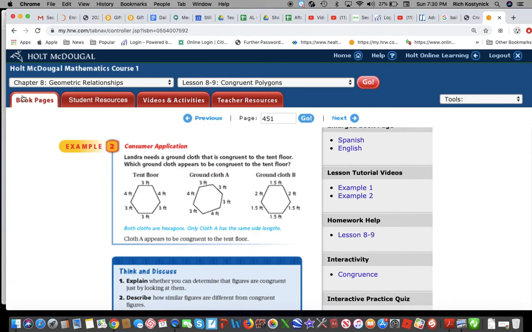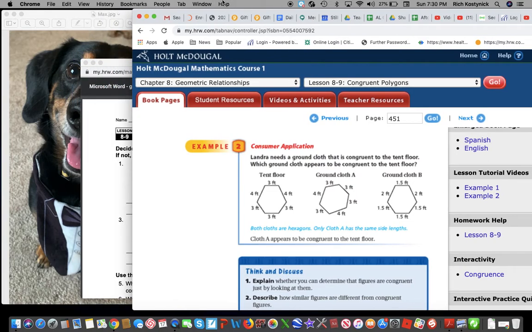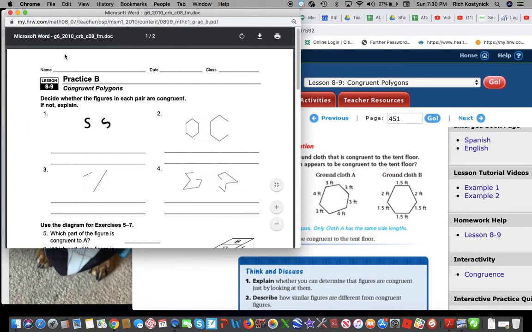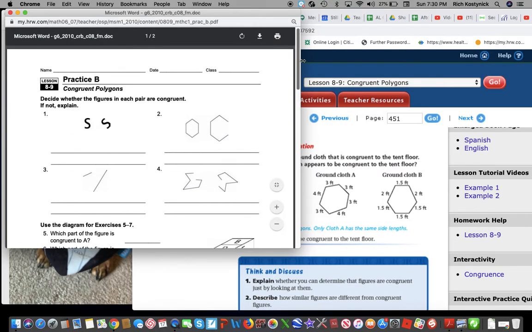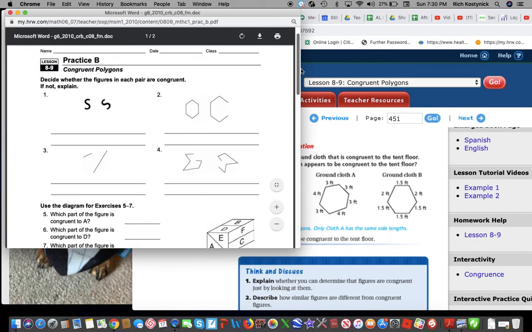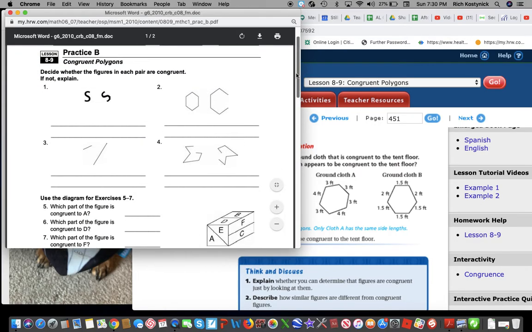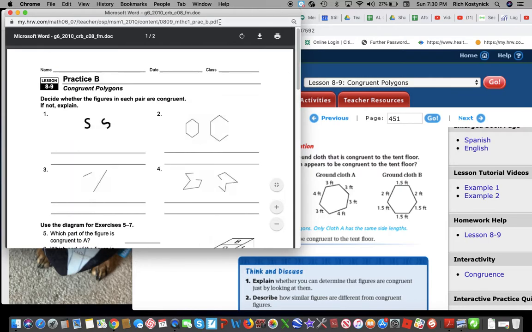Now, today, I would like to show you your homework, which is going to be practice B. You can print it off. Some of you are printing it off of the homework website. That's great. Some of you are trying to fill it out on Seesaw. That's fine too. Whatever works for you. You don't have to print this off. Just answer the question. Do the best you can. Take a picture. Send it to me. Some of you have been sending videos.